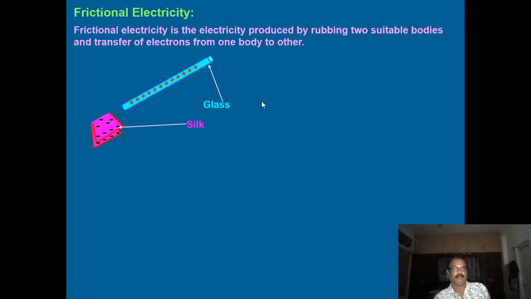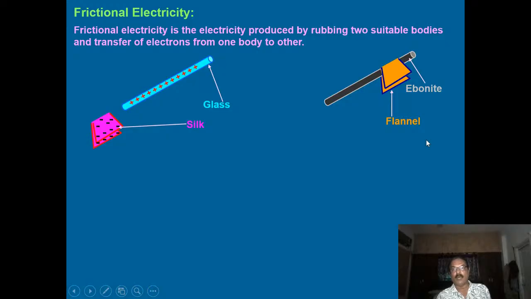In the same way, in one other experiment you can see a plastic or ebonite rod, and over the ebonite rod a small piece of wool or flannel is kept. When it is rubbed, you can see how the charges get developed. Here the dashes are negative charges, and the flannel gets positive charges. Here also, the charges can neither be created nor be destroyed, they can only be transferred.